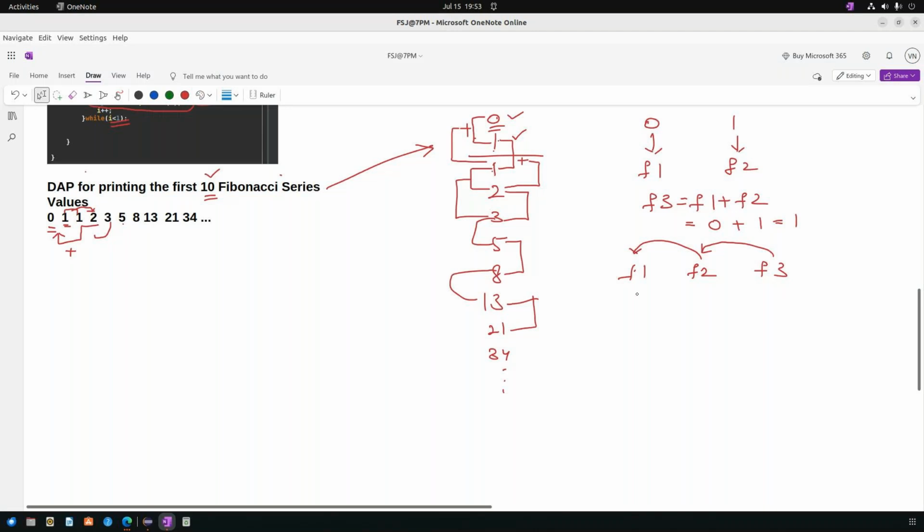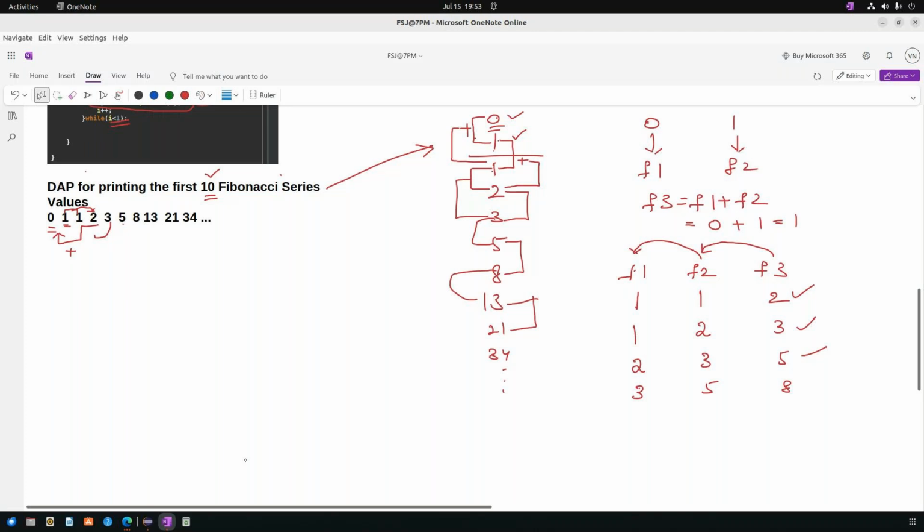So I'll again calculate F3, which means this will become 1, this will become 1, and I will calculate this. This will become 2. So next round again I will do the same. Next round it becomes 1, this becomes 2 and this becomes 3. Next round this becomes 2, this becomes 3, this becomes 5. So we are printing these values. Next round I will say 3, 5, 8. So like this I will be swapping.